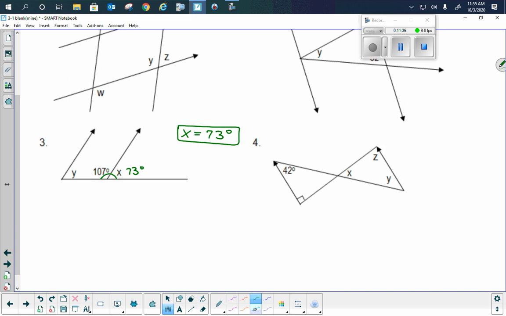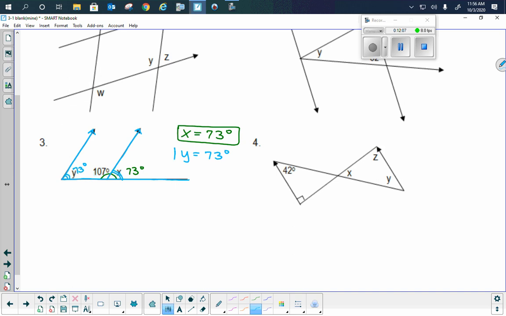And then the next thing I'm seeing, I notice a laying down sideways F. There's the F with the appropriate parts that are supposed to be parallel. And inside of an F, I'm supposed to know that these two parts are equal. So since x was already labeled 73, we know 73 degrees would go here. And therefore, y would equal 73 degrees.